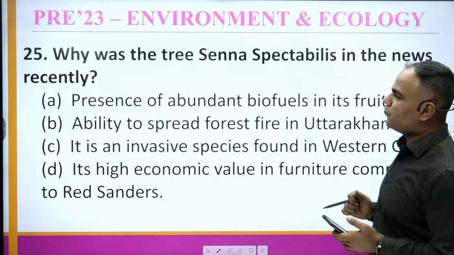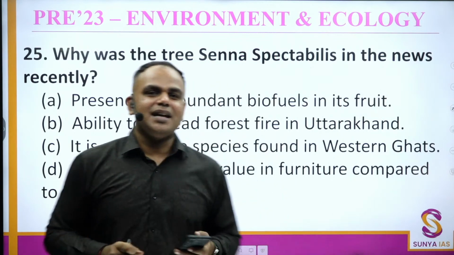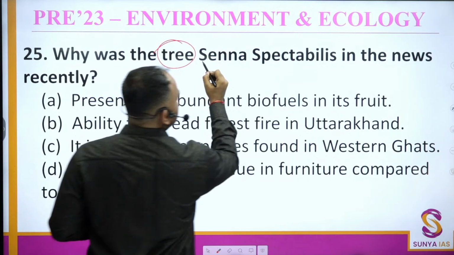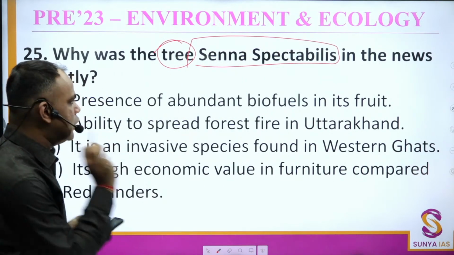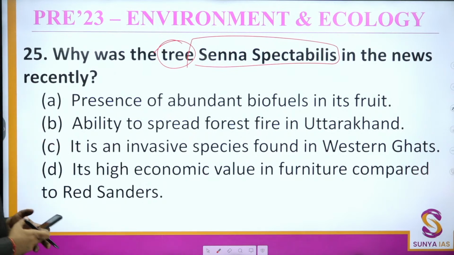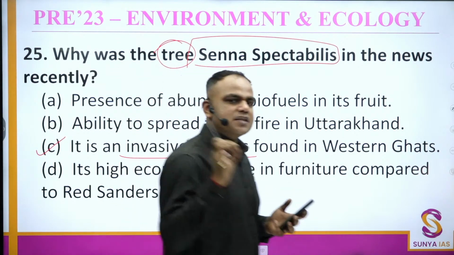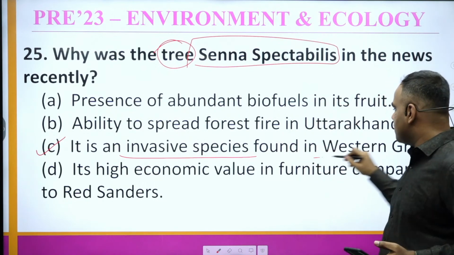Question number 25. I think some of you had already mentioned the correct answer to this. First of all, I'm already telling you, Senna spectabilis. Why was this tree in the news? The answer here is C. It is an invasive species found in Western Ghats.